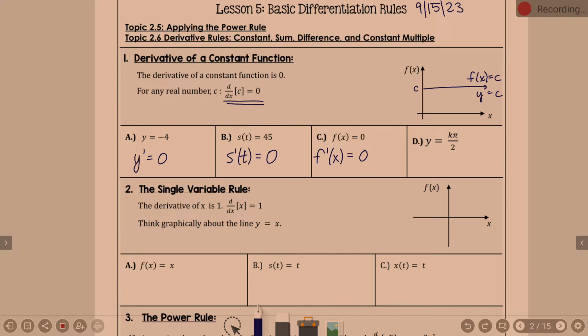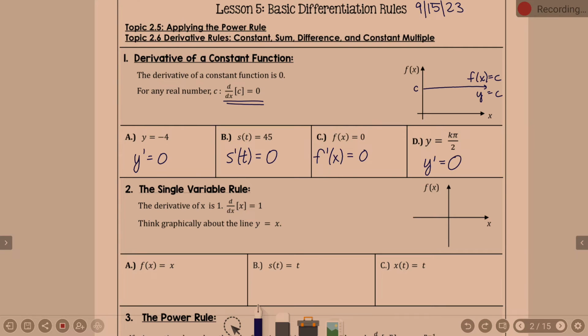If y equals k pi over 2, what is y prime? 0. Because k is typically a constant unless they tell you otherwise. It represents a constant. Pi and 2 are numbers, yes? So that is 0. That's your first derivative rule. Single variable rule. And again, to me, when we get to the power rule, I lumped both of these in with the power rule.